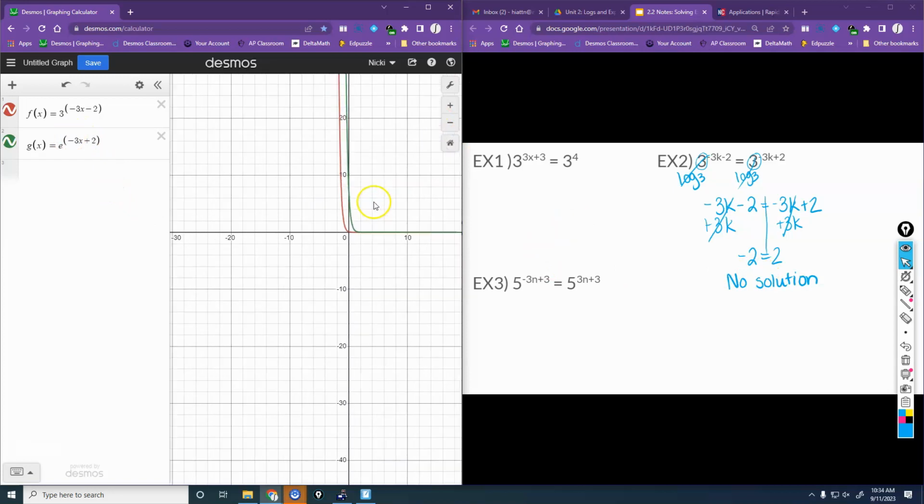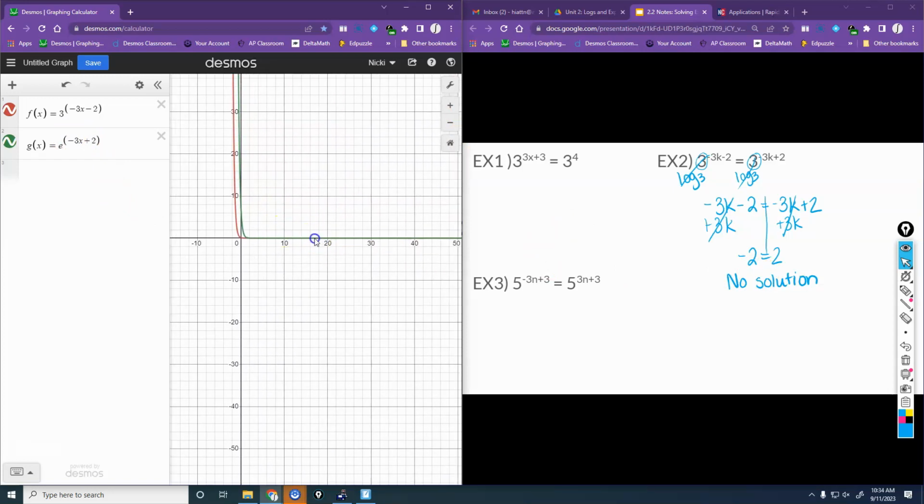You can zoom out some maybe and try to click on it. If they do cross, there should be a gray dot that shows up somewhere, and these do not. So that one would be no solution.